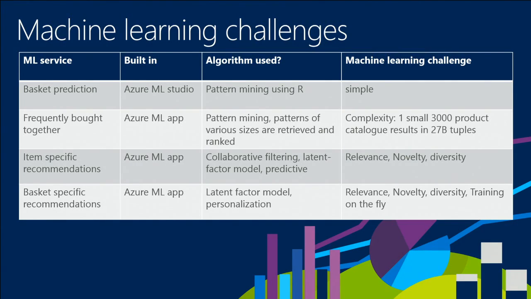But let's take frequently bought together. So this is, again, pattern mining. Okay? But think about it. They have 4,500 products, but we are only working with 3,000 products here. But even with 3,000 products, right?